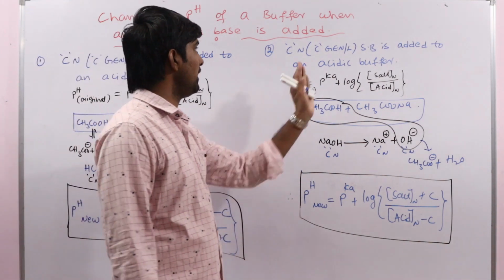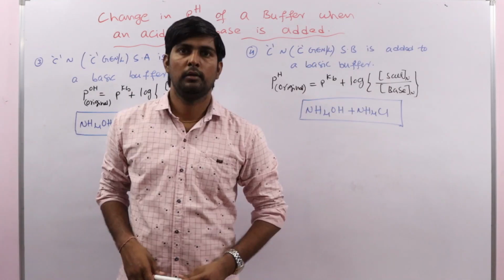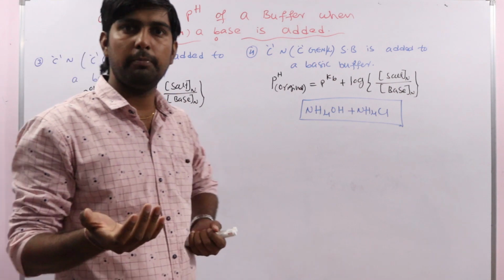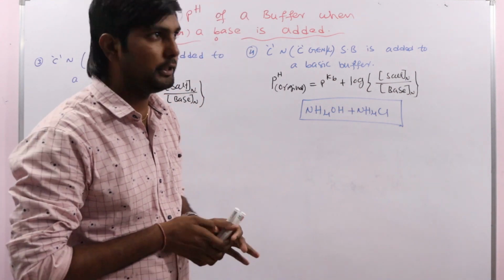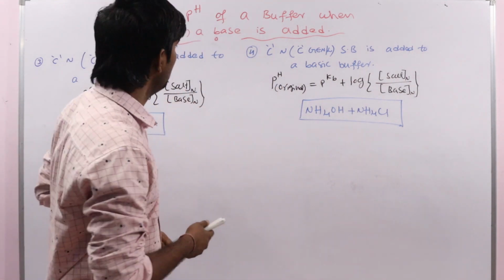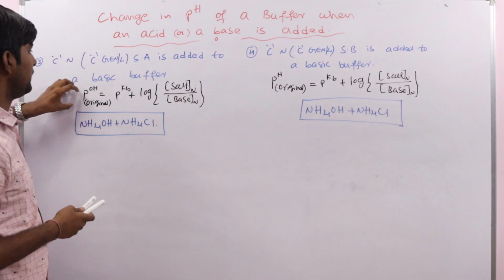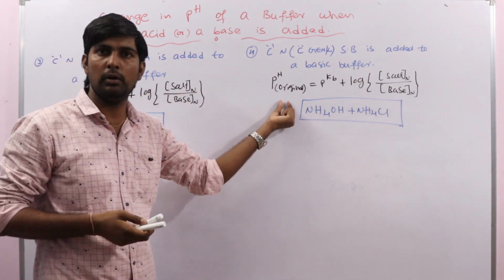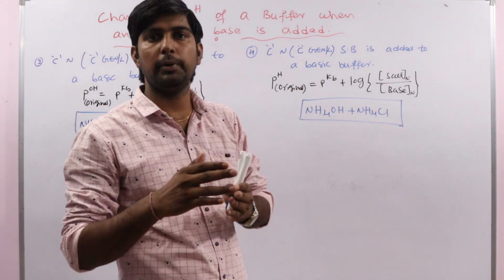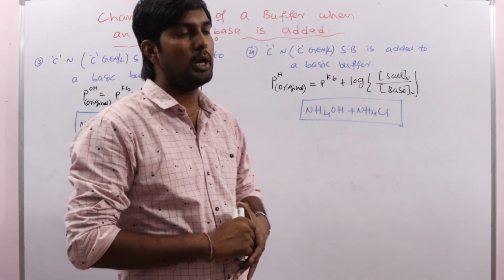So in the same way we discuss for the basic buffer also. Now let us see the basic buffer. When strong acid is added to the basic buffer, how does pH change? When strong base is added to the basic buffer, how does its pOH change? So here these are the formulas to calculate pOH of the basic buffer. After calculating pOH, pH can be calculated by using pH equal to 14 minus pOH at 25 degrees centigrade. Yes or no?